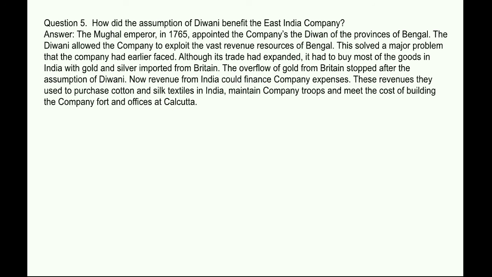Although its trade had expanded, it had to buy most of the goods in India with gold and silver imported from Britain. The overflow of gold from Britain stopped after the assumption of Diwani. Now, revenue from India could finance company expenses. These revenues they used to purchase cotton and silk textiles in India, maintain company troops, and meet the cost of building the company fort and offices at Calcutta.